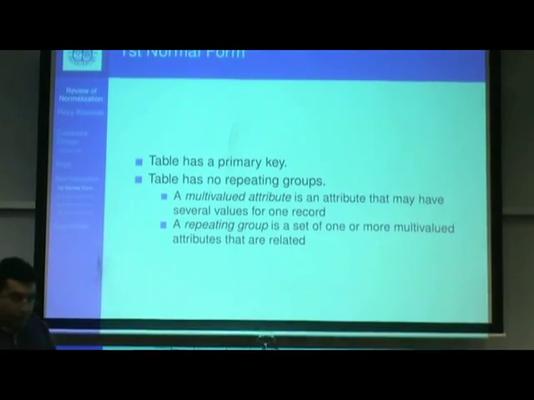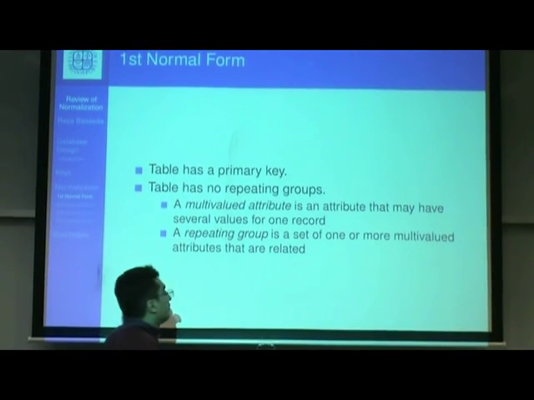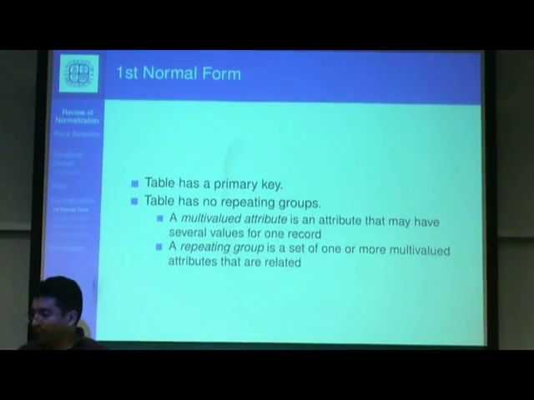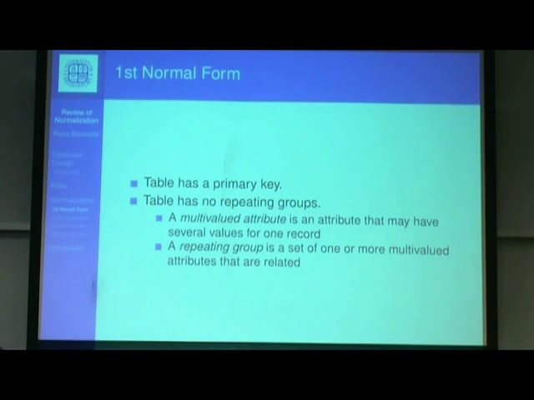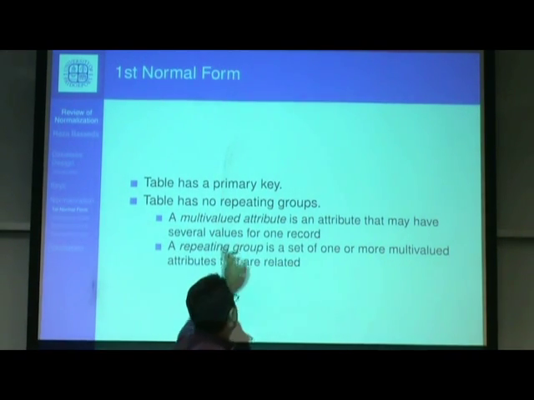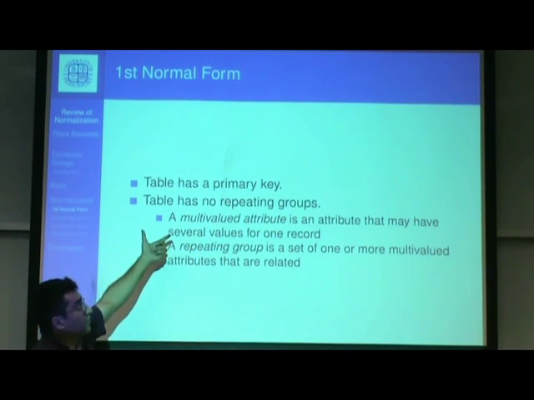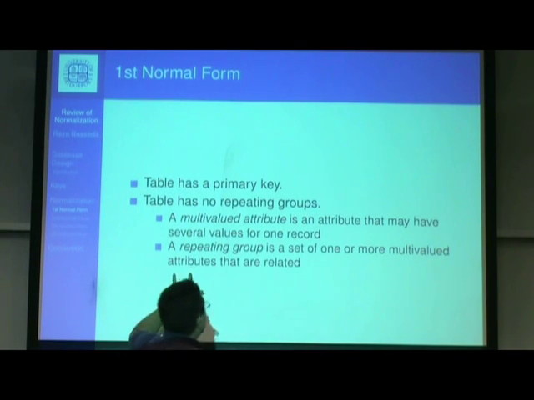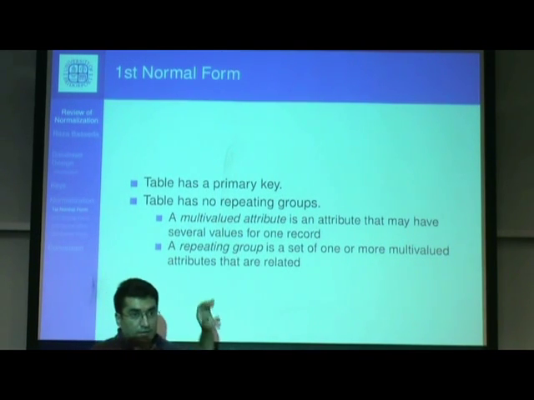Okay, so now the first normal form is about removing repeated groups. Suppose that you have a table and that table has a primary key. So the table is in the first normal form if it doesn't have any repeating group. What is a repeating group? A multi-valued attribute is an attribute that may have several values. This is a kind of repeating group. A repeating group is a set of one or more multiple value attributes that are related. Okay?